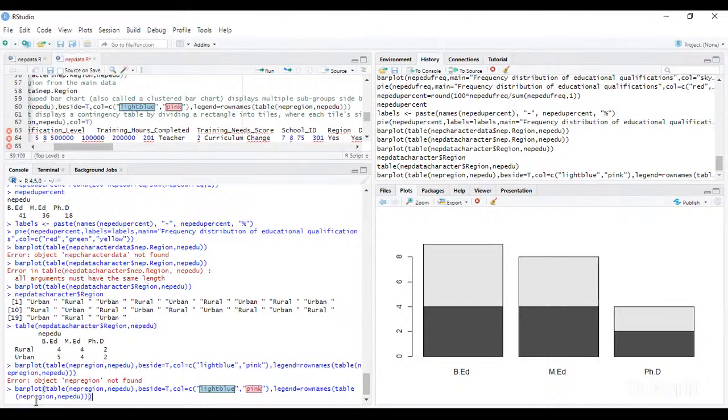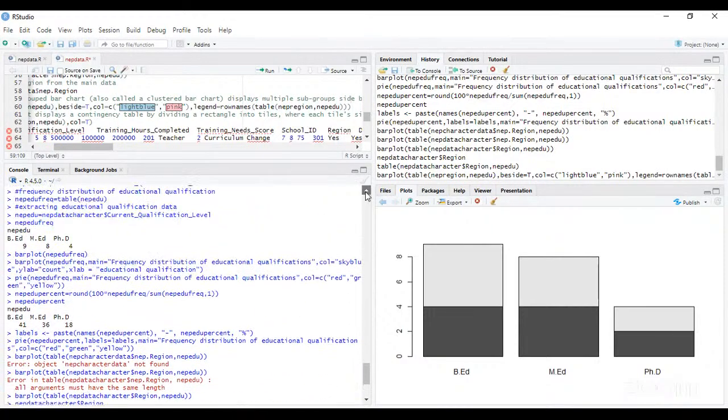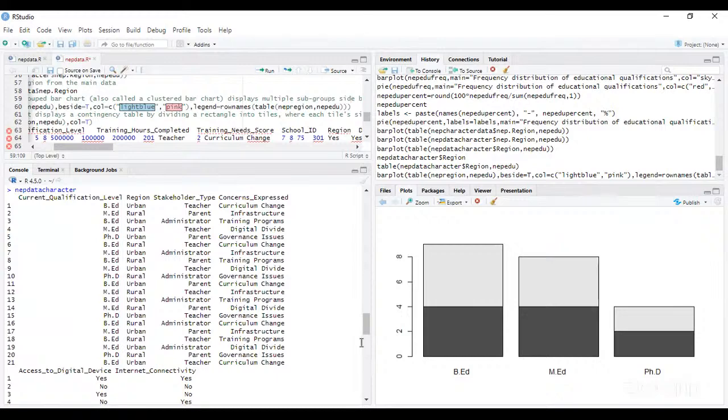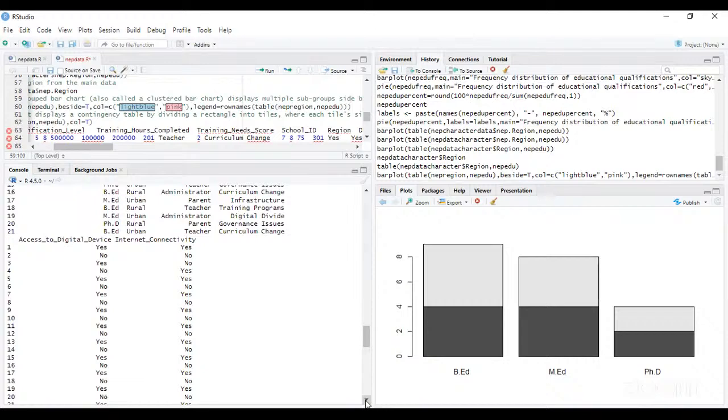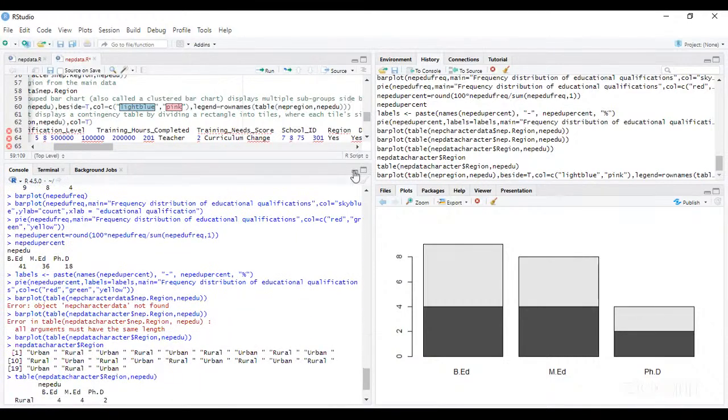Okay, you did not extract before that. Ma'am, please show your R script. I cannot see the R script. Nepdata.r, where you have lines 61, 62. That part you please show. Not in the console section, in the script section. This you please show.